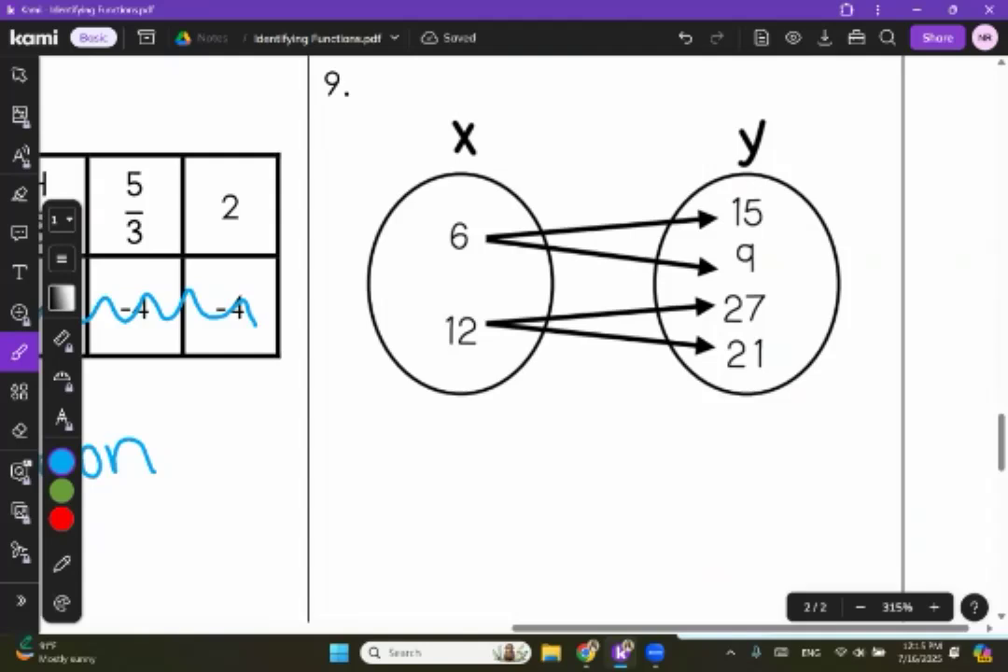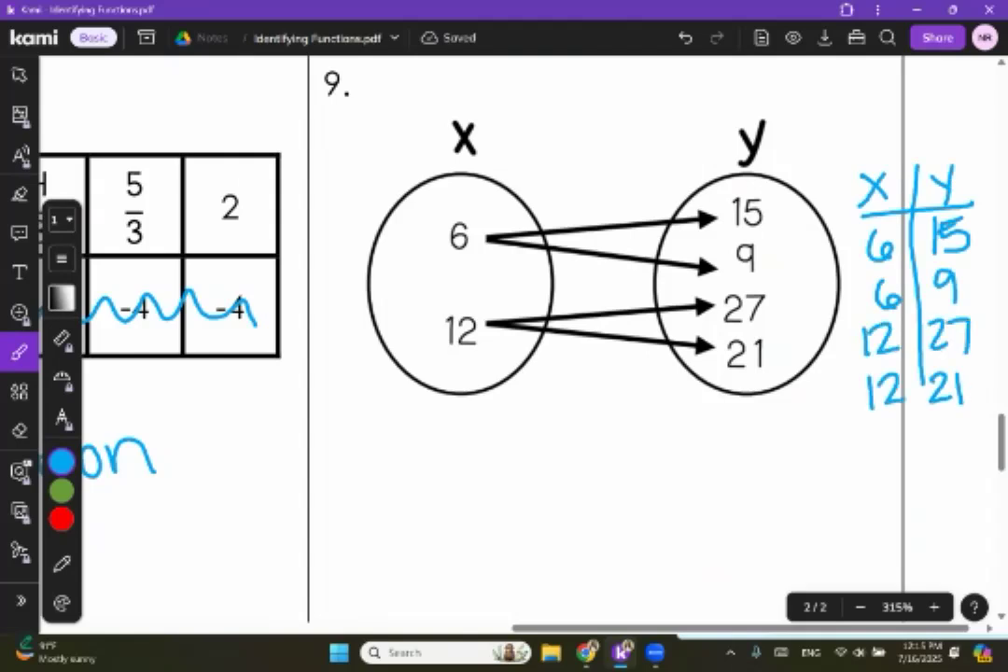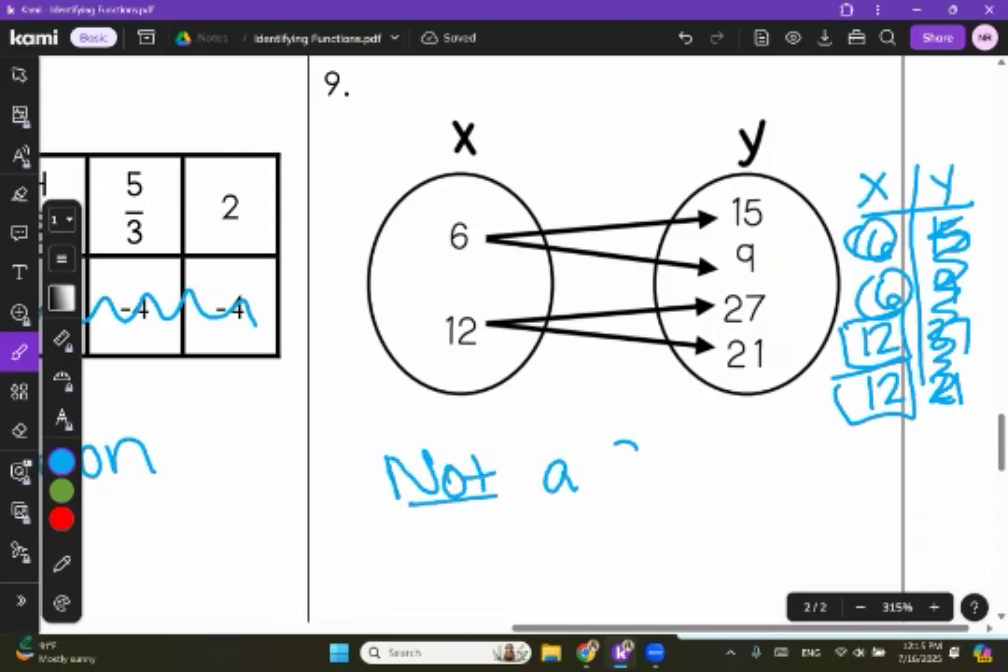Number 9. Always helpful to draw a table. 6 connects to the 15. 6 connects to the 9. 12 connects to the 27. 12 connects to the 21. Scratch out the Y values, but you notice that both 6 and 12 repeat. So what would this be? Not a function.